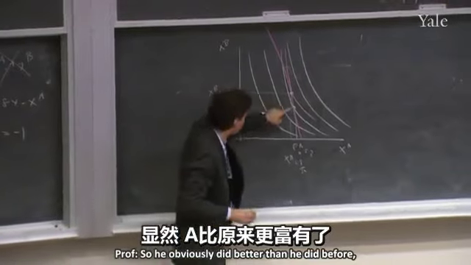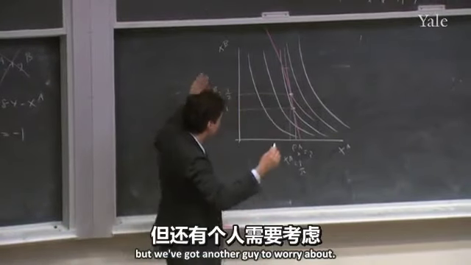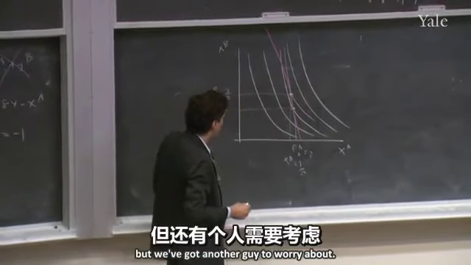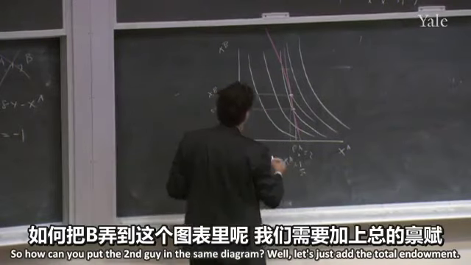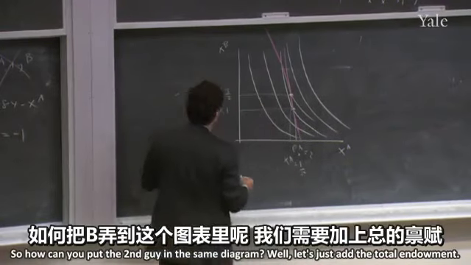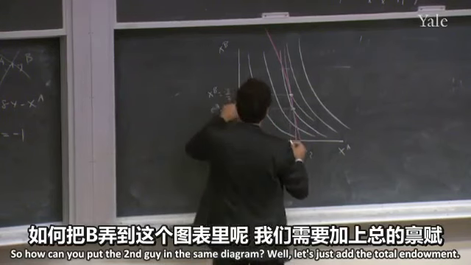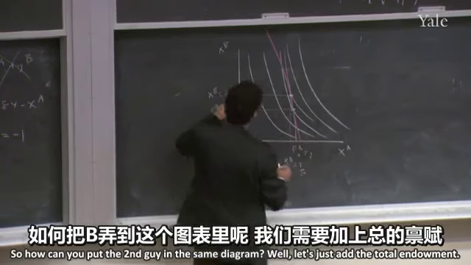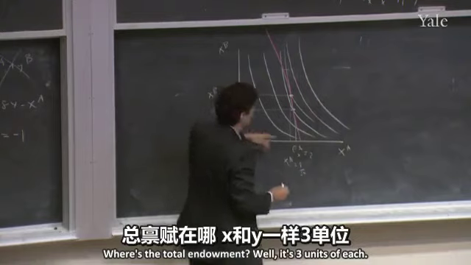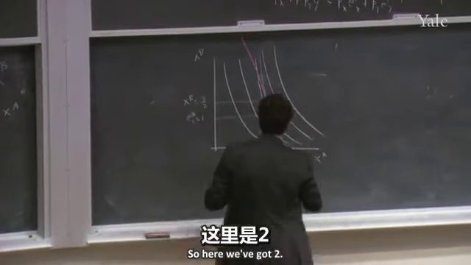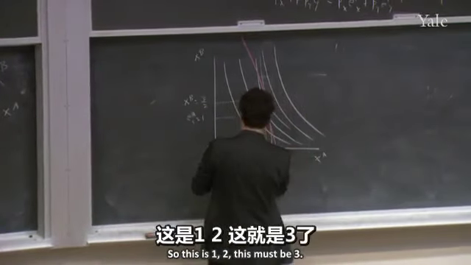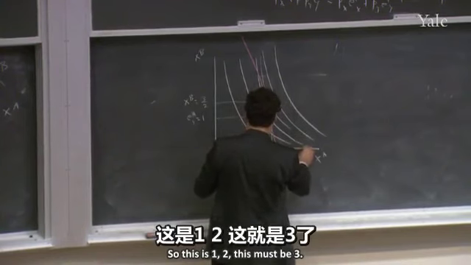Okay, so he obviously did better than he did before. But we got another guy to worry about. So how can you put the second guy in the same diagram? Well, let's just add the total endowment. Where's the total endowment? Well, it's 3 units of each. So here we've got 2. So this is 1, 2. This must be 3.